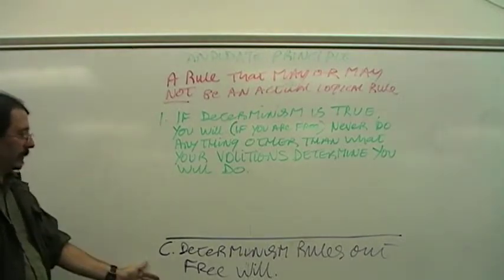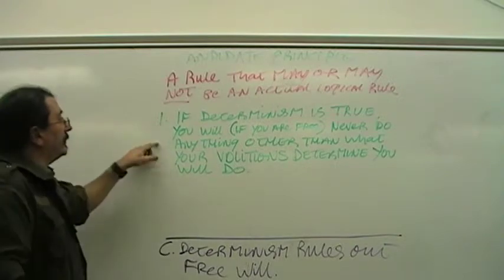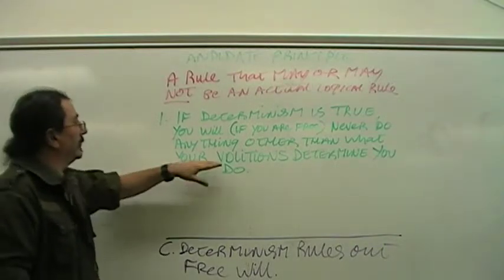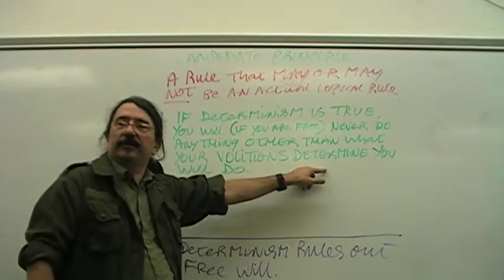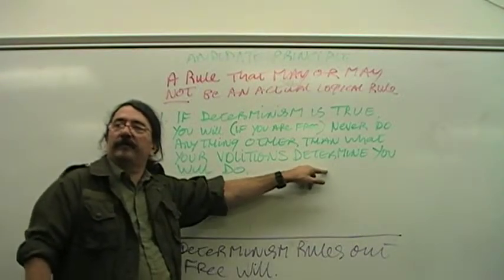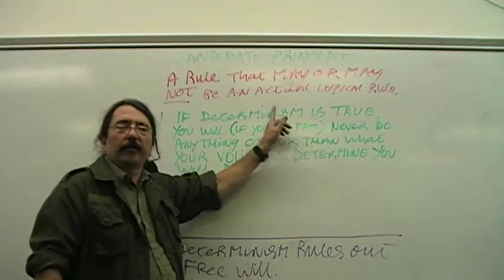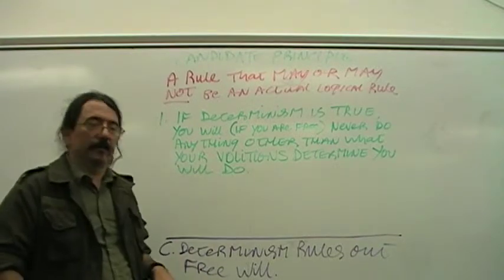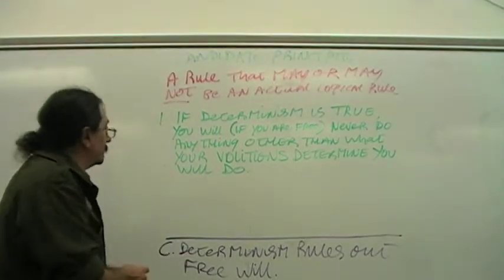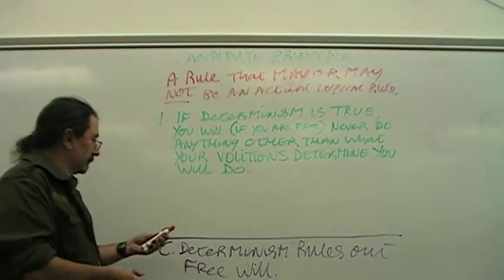How does that rule out free will? The only thing that can connect that is taking out the determinism, because this is what this is saying. Determinism is true. What you do is determined by what you think. What you think is determined by who you are and what's happening to you. So it's the determinism here that's the problem. So determinism rules out free will.